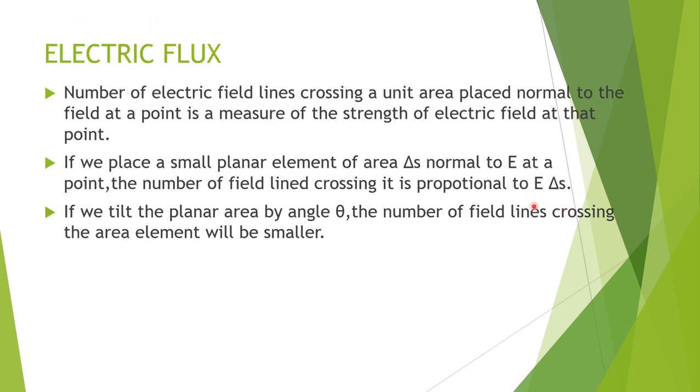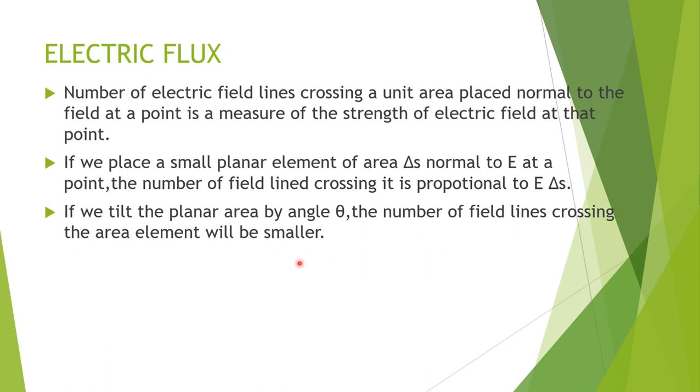The number of field lines crossing is proportional to E times delta S. Now we are considering another case. If we tilt this area by angle theta, will it be the same? If you are considering a planar element area just normal to these electric field lines, almost all these electric field lines will cross this area, right? Now the second case, if we tilt this planar area by a small angle theta, the number of field lines crossing will be smaller. Few lines will not cross this area because we have tilted it.